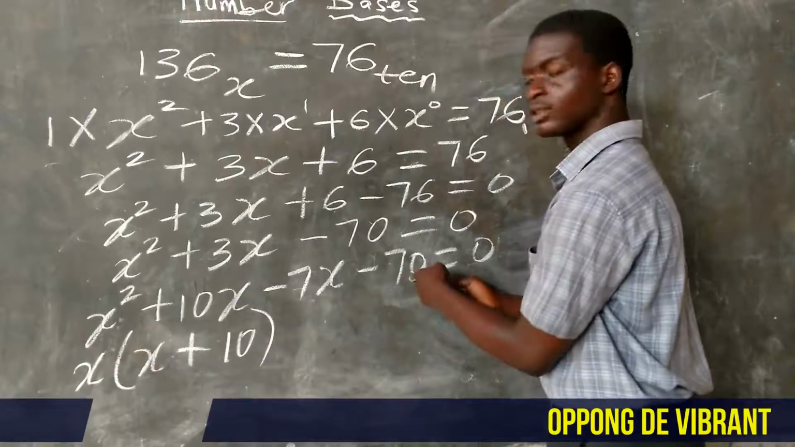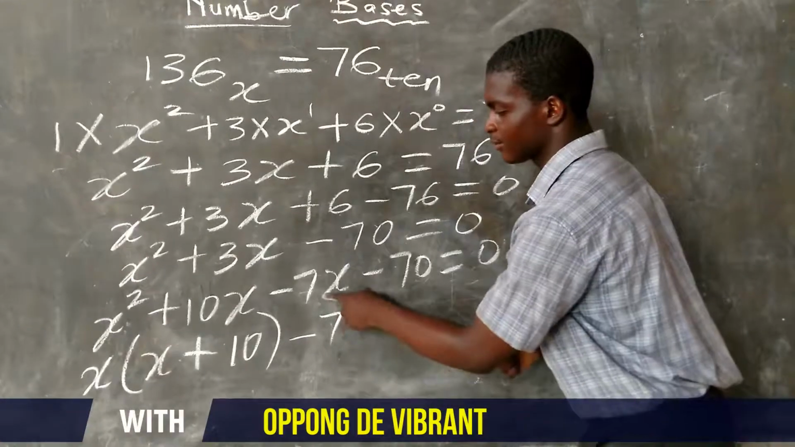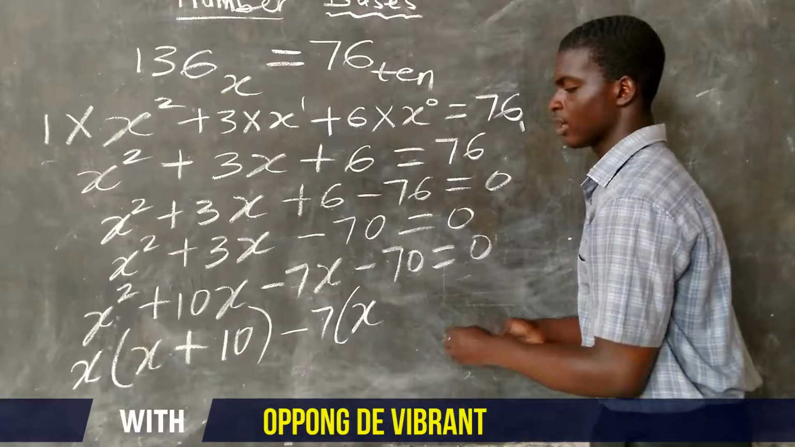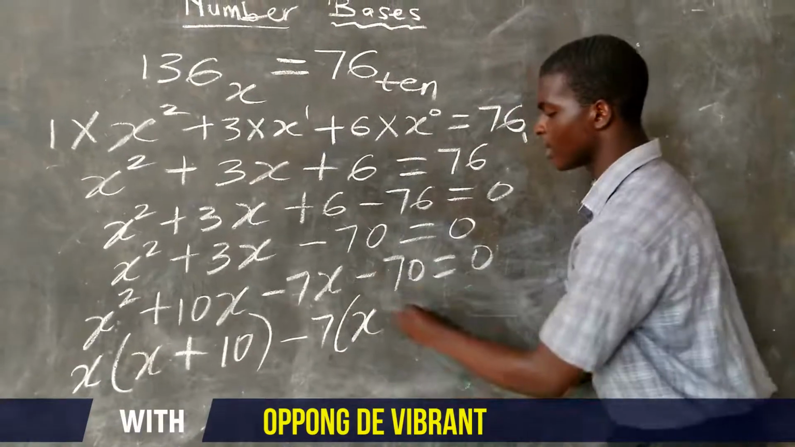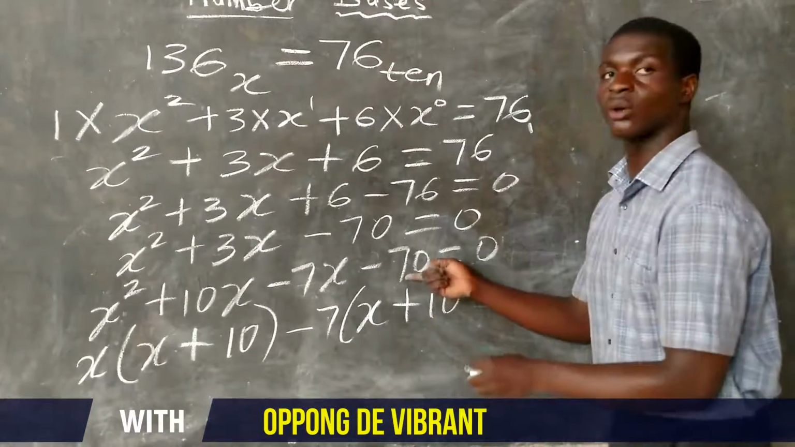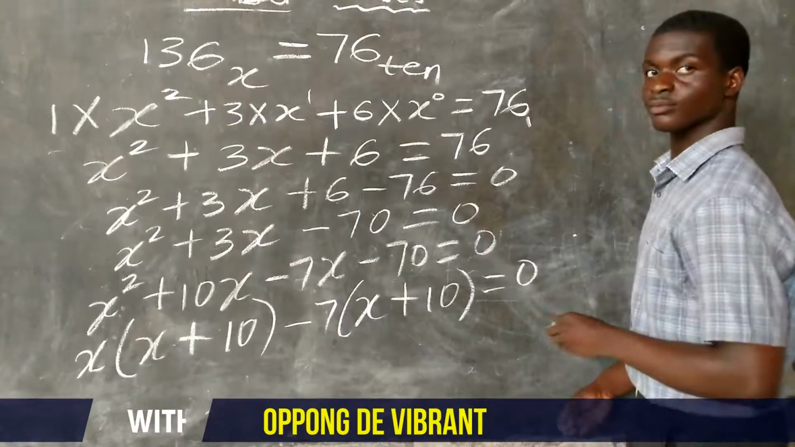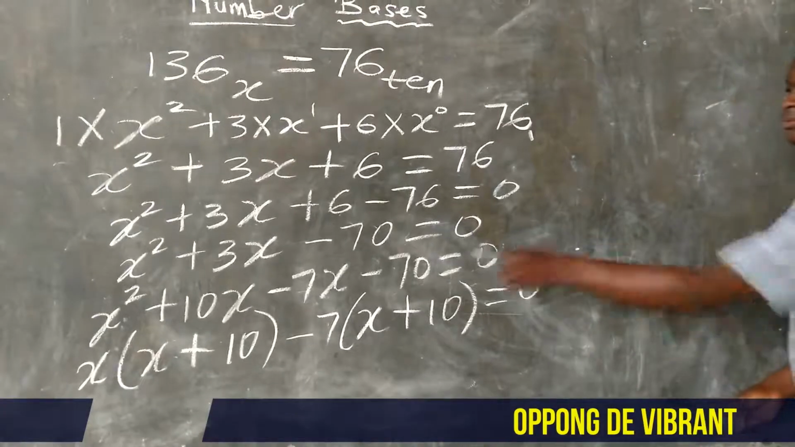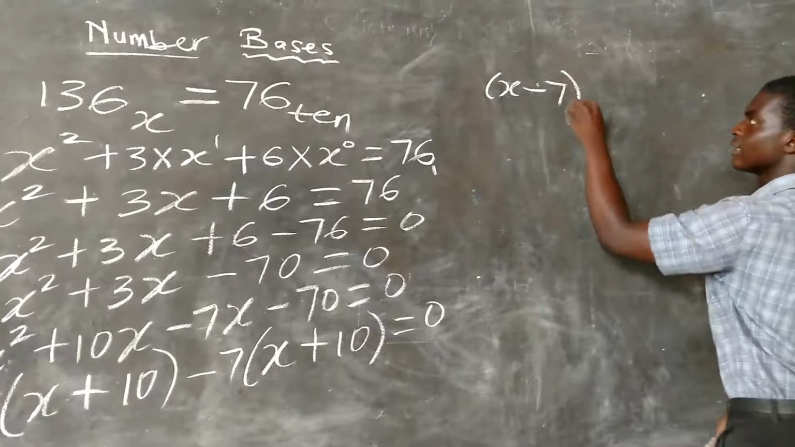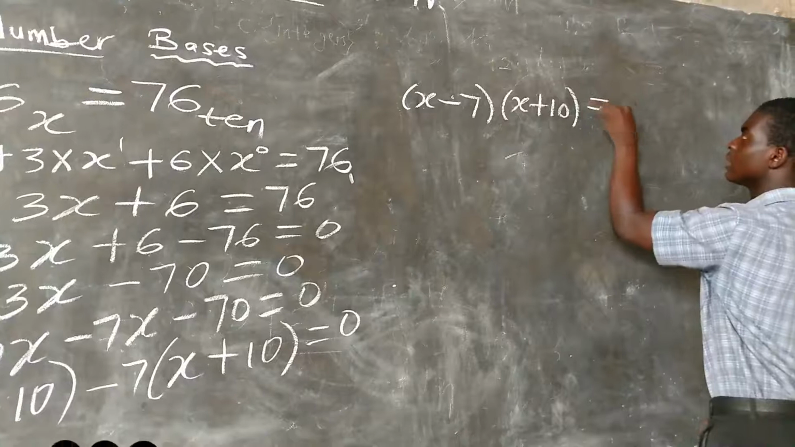The common term in this is negative 7. Factoring negative 7 out of this gives you x in the bracket. If we are to get negative 70 here, then we have to introduce a positive sign here. So the negative 7 times 10 is the one that will give us negative 70. Close the bracket and equate it to 0. And so, looking at this, we have x minus 7 and x plus 10 equating to 0.